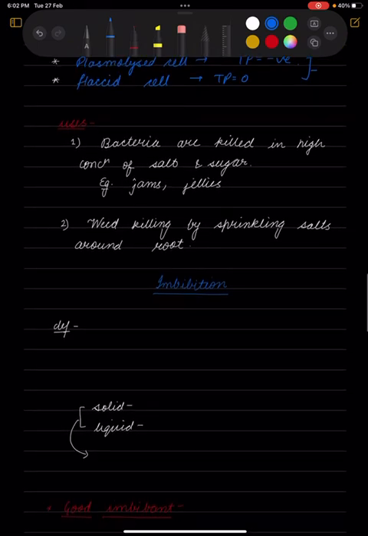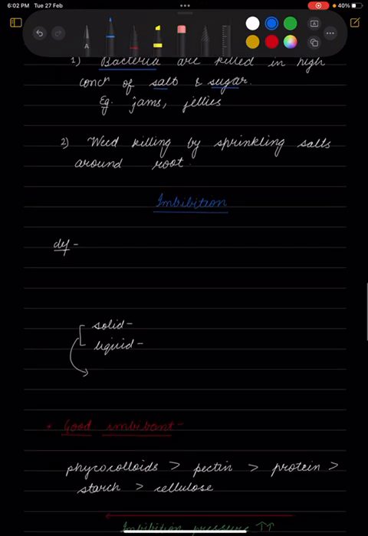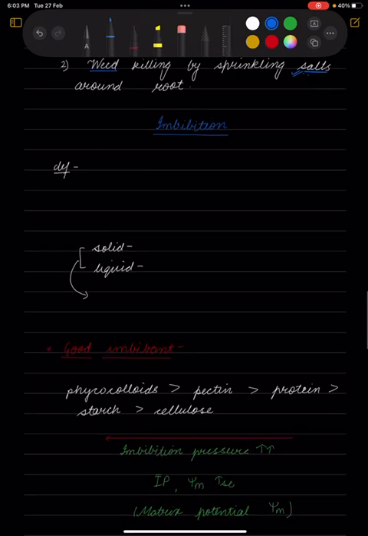So there are two uses of plasmolysis. Number one is what? The bacteria. Bacteria are killed in a high concentration of salt and water. Very easy. Also the weed killing in the farms by sprinkling of salt. Salt is a hypertonic solution. So by sprinkling the salts over the weeds, there will be plasmolysis of the cells and the weeds will be killed. Okay, so there is one more term called imbibition.